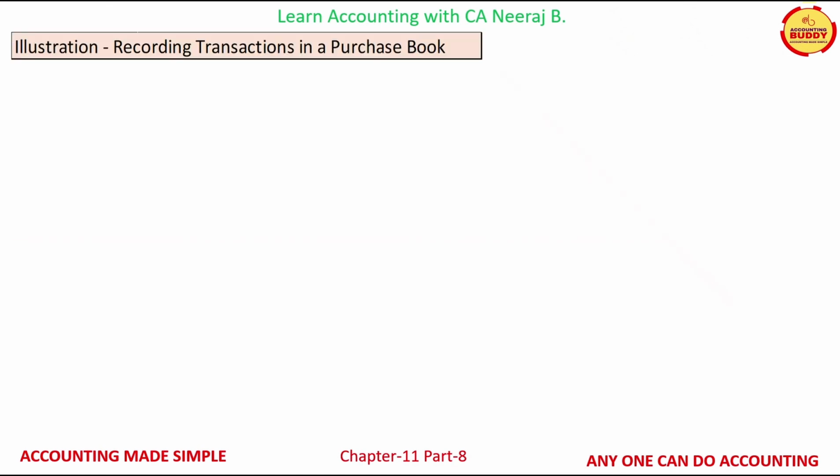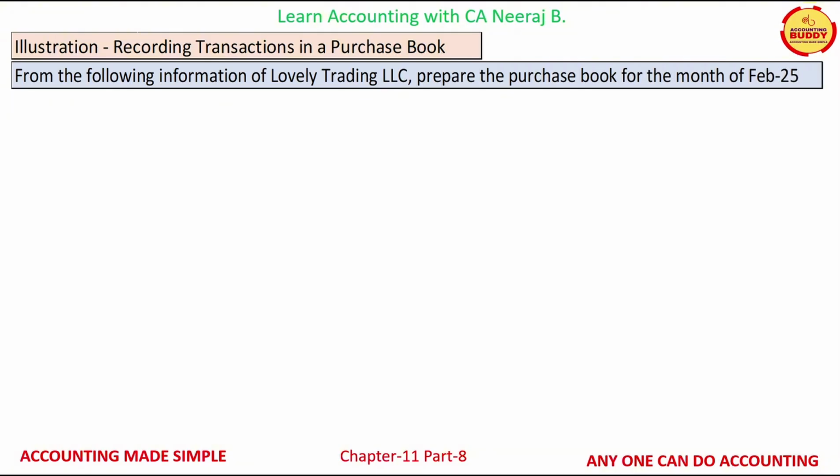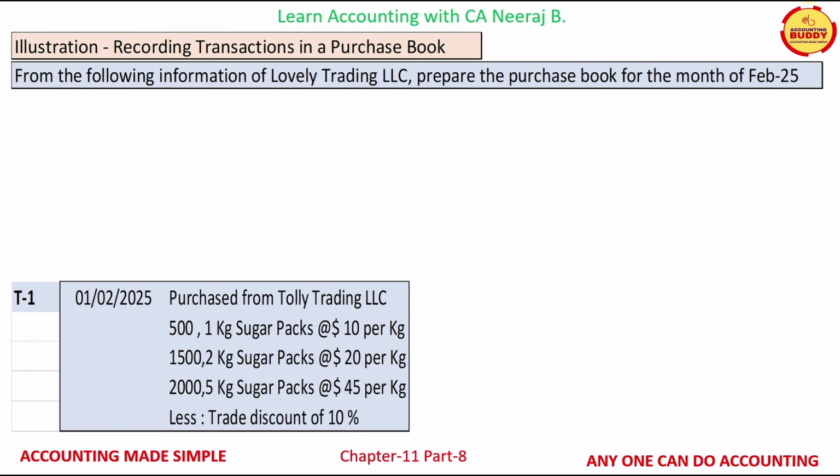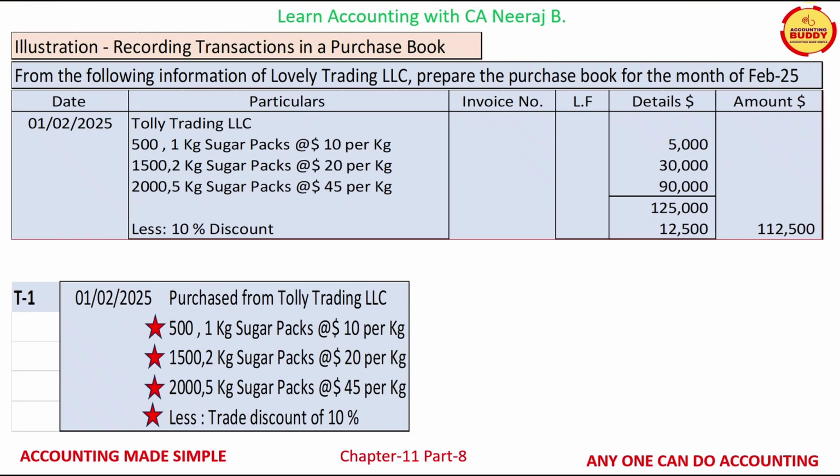Let us learn more about purchase book with an illustration. From the following information of Lovely Trading LLC, prepare the purchase book for the month of February 25. Transaction T1 is on your screens. On 1st of February 25, sugar in various pack sizes and quantity was purchased from the supplier Tolly Trading LLC. The supplier also offered a trade discount of 10%. Now this credit purchase transaction will appear in the purchase book of Lovely Trading LLC as displayed on your screen.